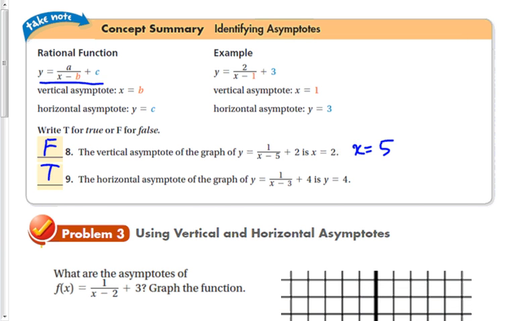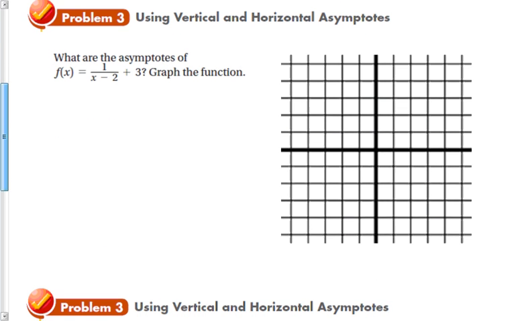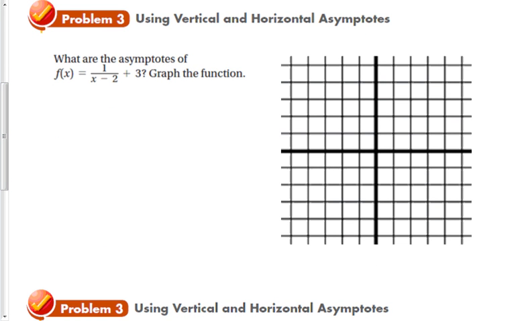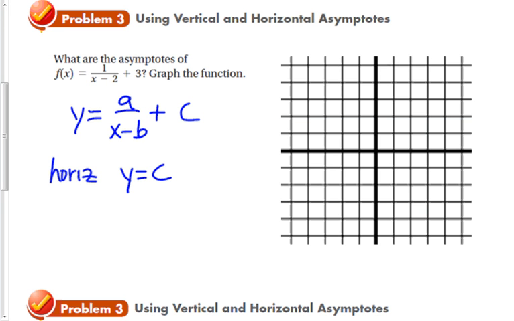All right, we're going to use that information to help us graph this. So if we can find the horizontal asymptote and the vertical asymptote, then we can just quickly sketch the graph. So let's do that. Remember, our form is y equals a over x minus b plus c, where the horizontal asymptote is y equals c. In this problem, that would be 3.